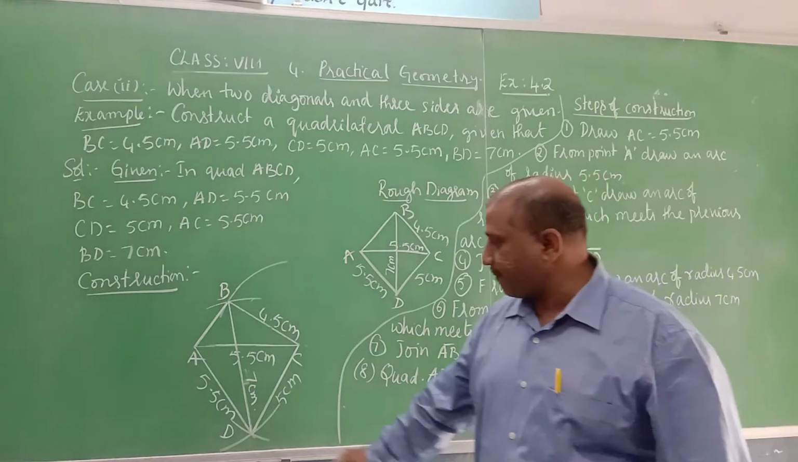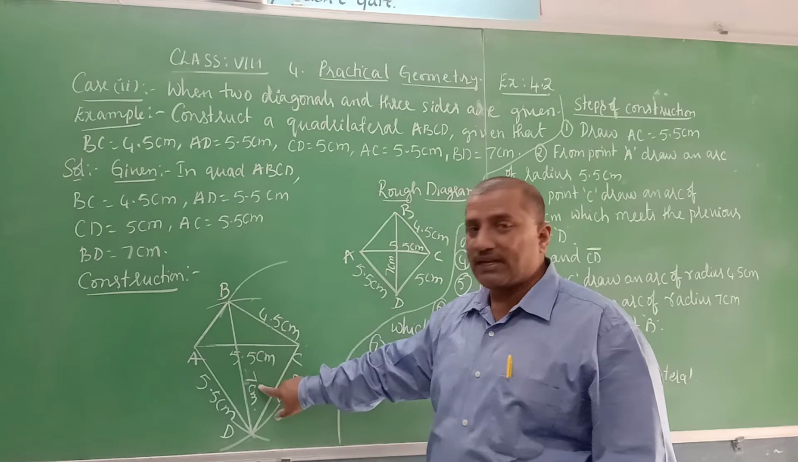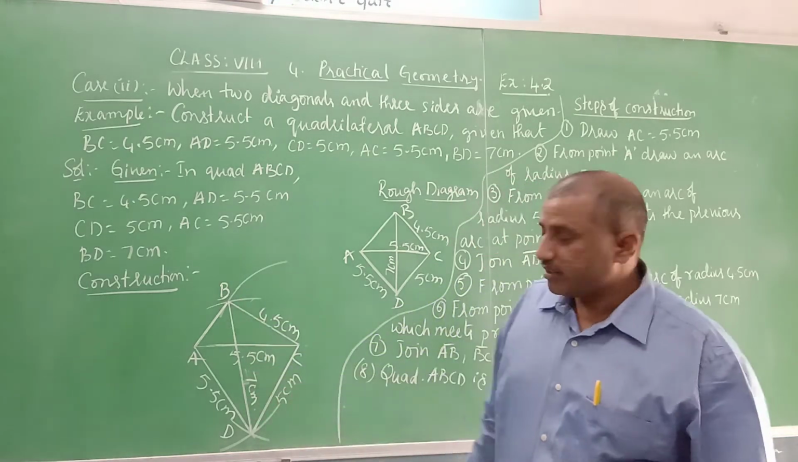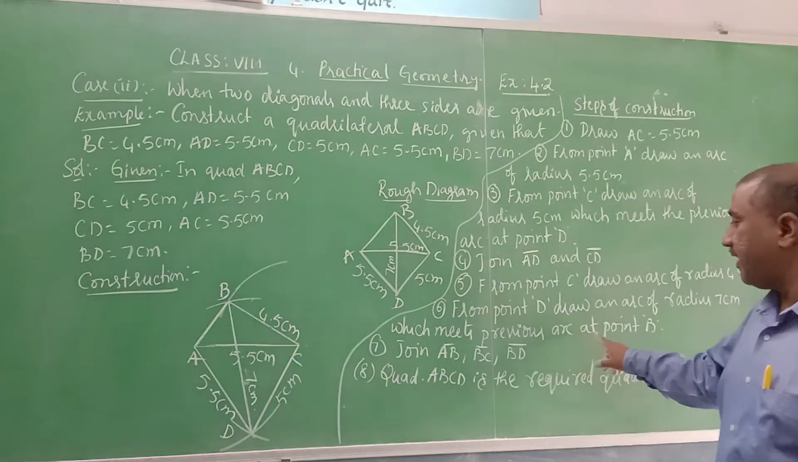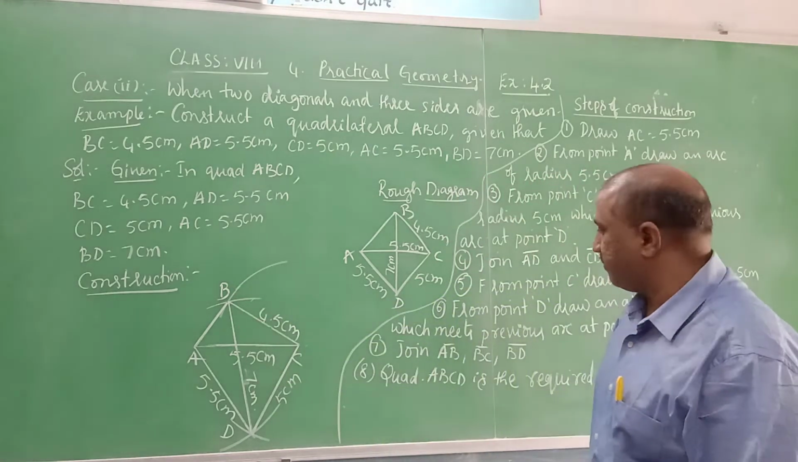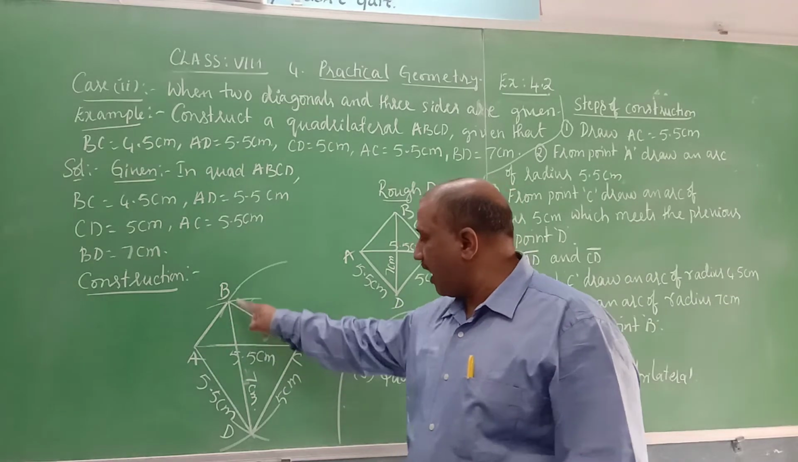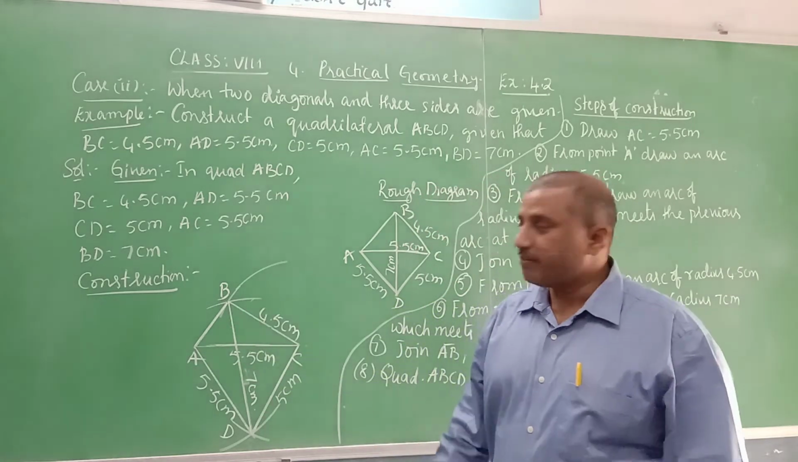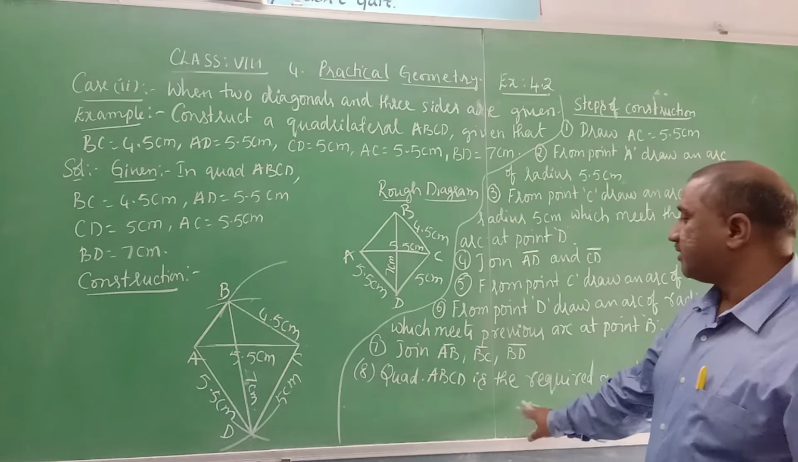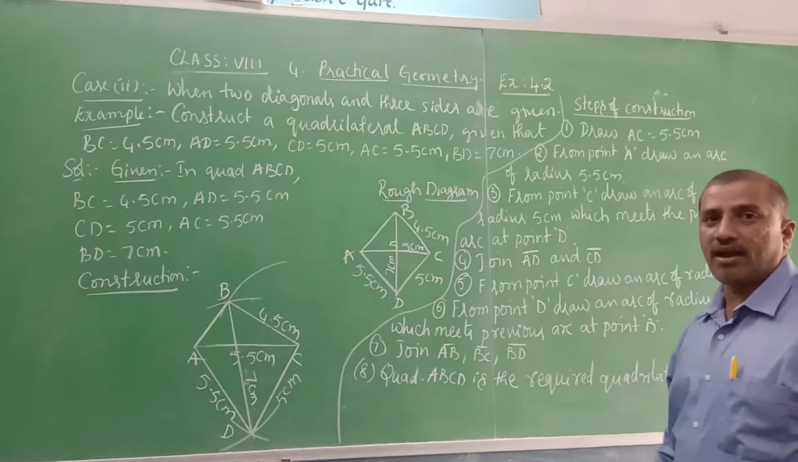Now the sixth step: from point D, draw an arc of radius 7 centimeters, which meets the previous arc at point B. Then the seventh step: join AB, BC and BD. Then quadrilateral ABCD is the required quadrilateral.